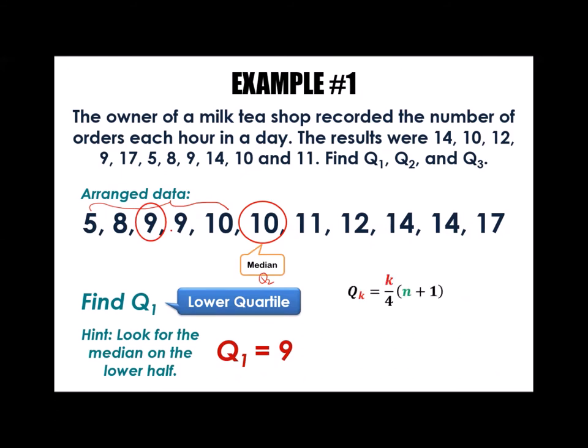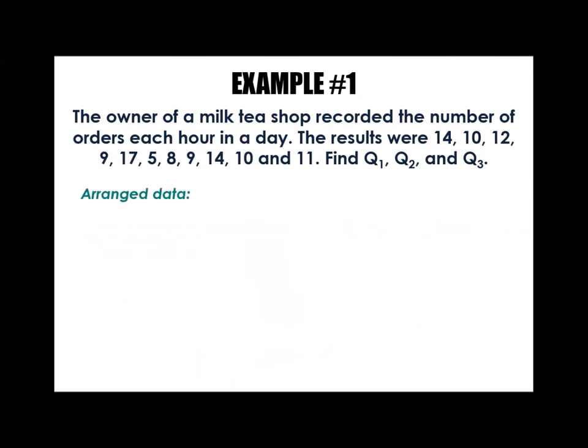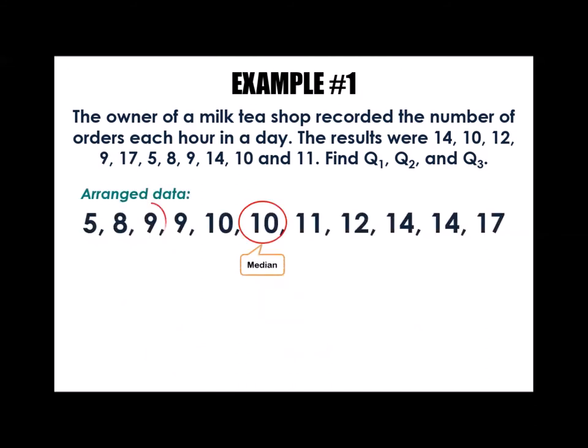Now, using the formula, the value of K is 1 and the value of N is still 11. So, 11 plus 1 is 12, over 4. Ano ang 1/4 ng 12 or 12 divided by 4? The answer here is 3. Again, that means position, pangatlong number. So, kung bibilangin natin, this is the first, second, and then the third. So, tama nga na ang Q sub 1 natin ay 9. Okay po. So, I hope you are learning. So, that one is our Q sub 1. Then, the last one na ang dapat nating hanapin is the Q sub 3.